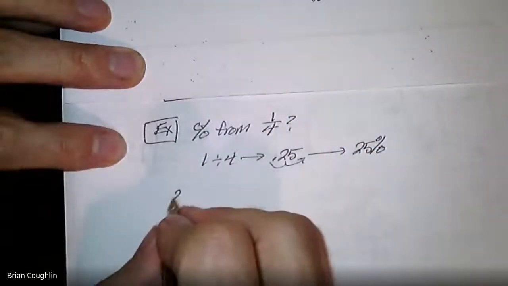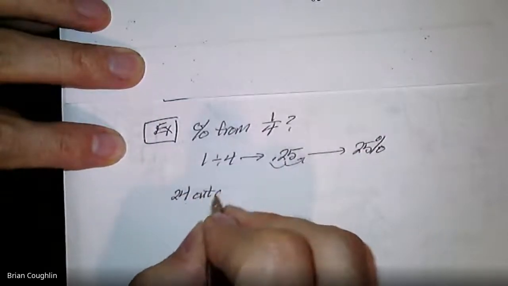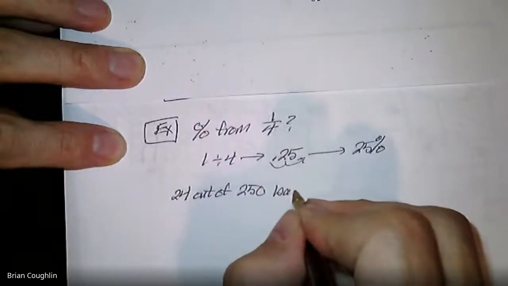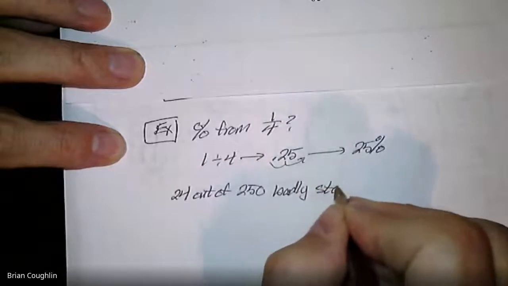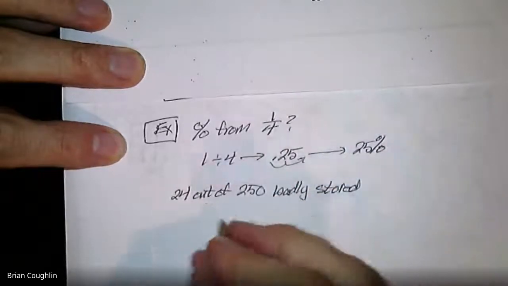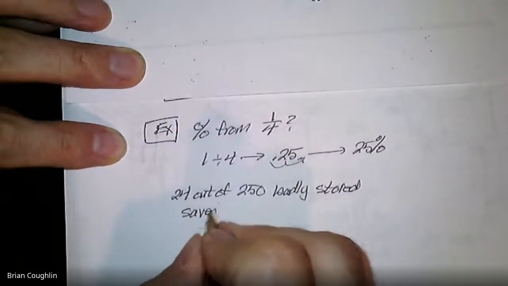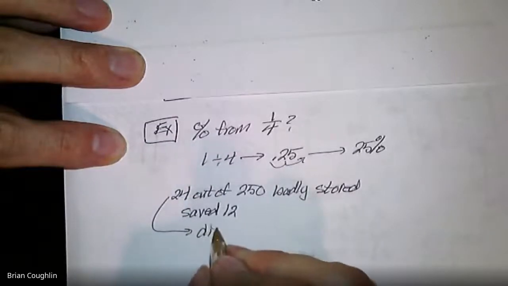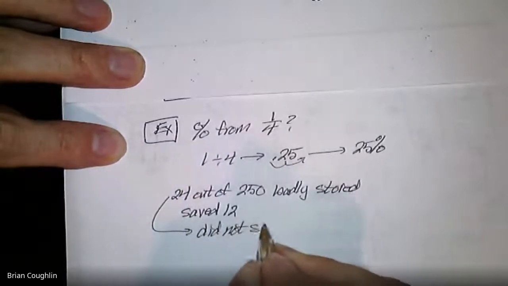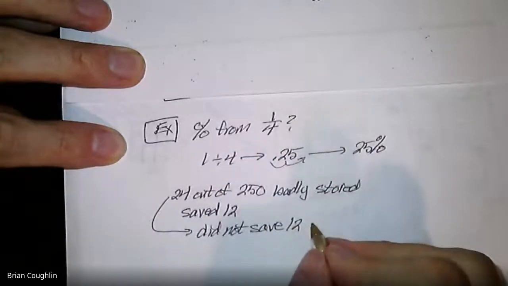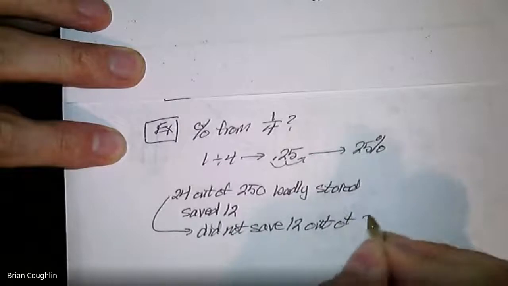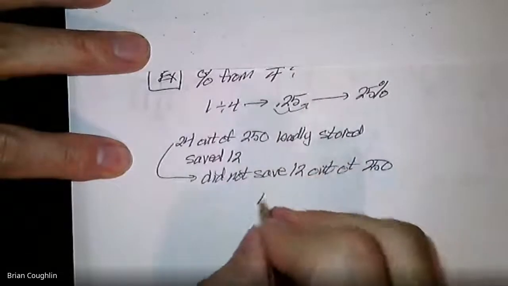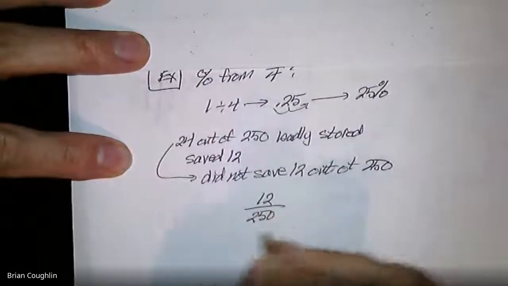Now, it says 24 out of 250 were badly stored. Okay. And it said that she was able to save 12. She saved 12. Now, how many did she not save? Well, there'd be another 12. Did not save 12. 12 out of what? 12 out of the original 250. Okay. Now, I want to find a percentage on that. 12 out of 250.